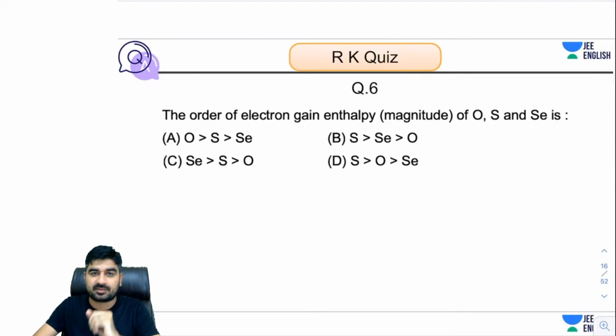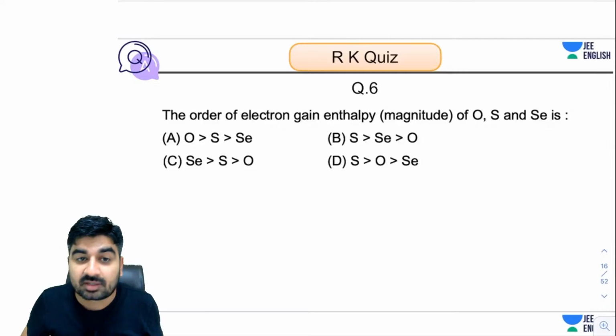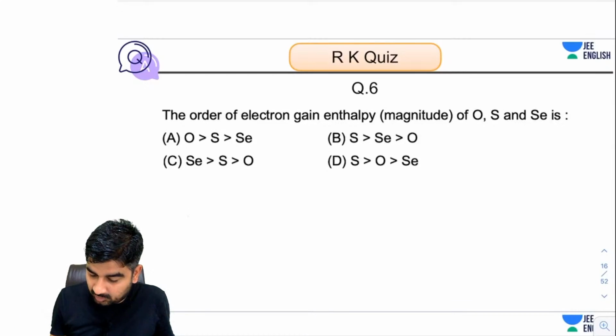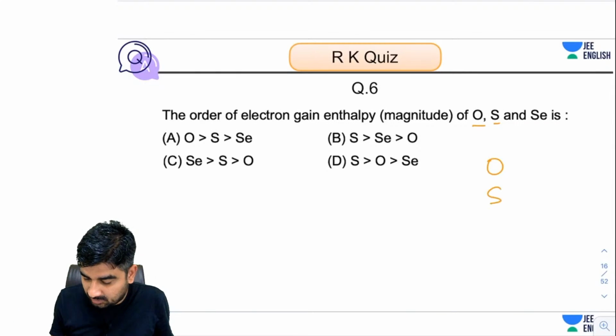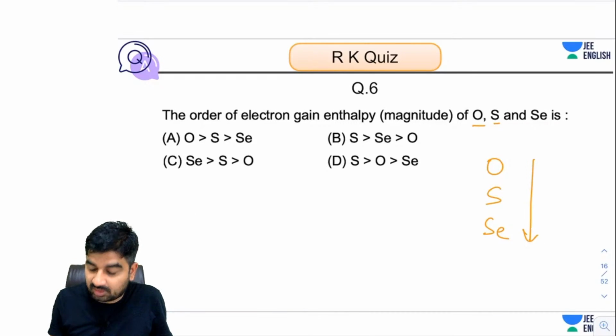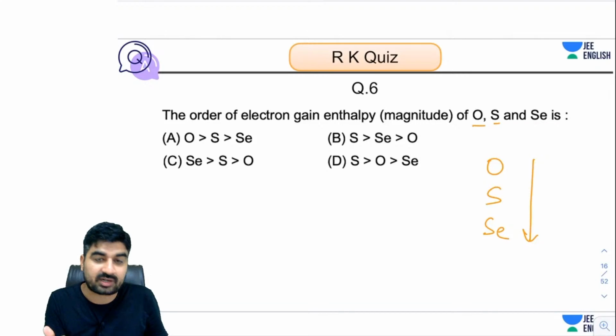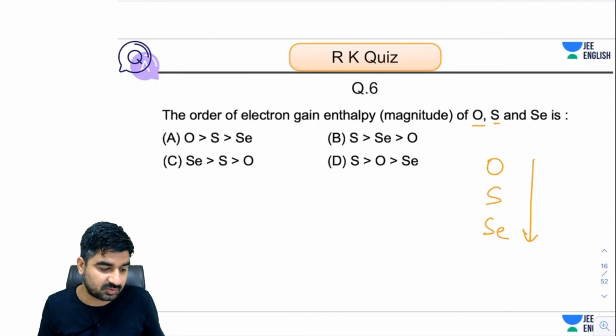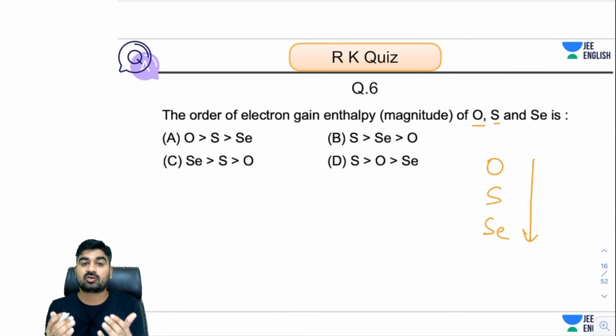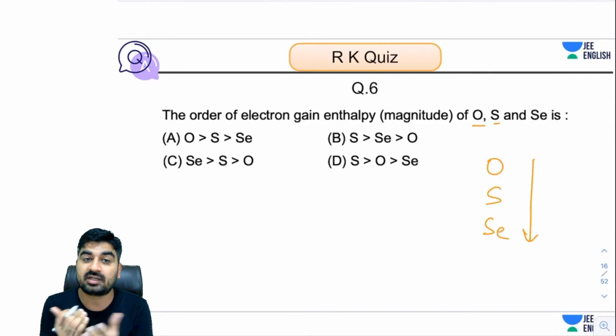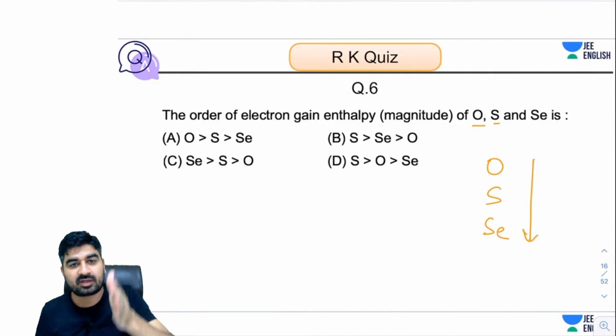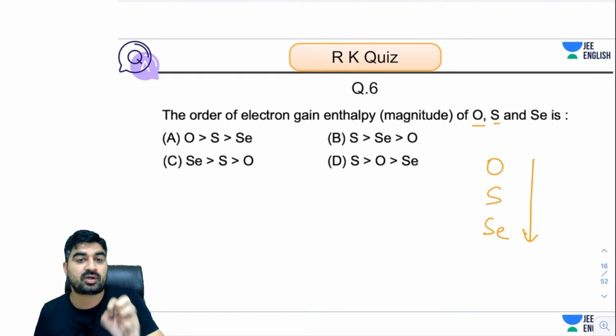So the correct answer will be: you have oxygen, sulfur, selenium. Normally, down the group, electron affinity decreases. So when we are moving down the group, the tendency to attract an electron decreases because size increases.